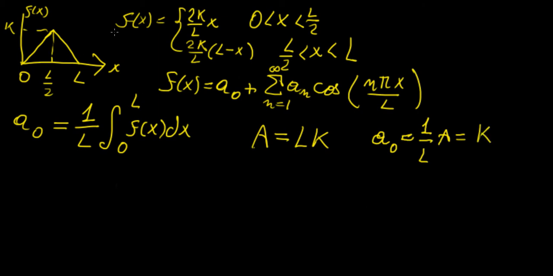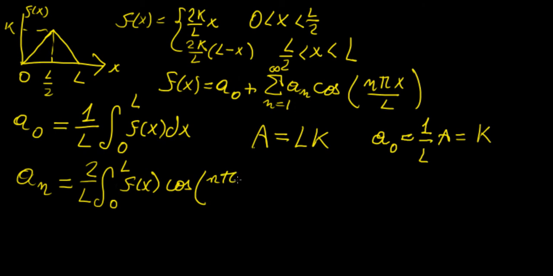So the next thing we want to do is find an. So this is going to be equal to 2 over L of the integral from 0 to L of f of x times cosine n pi x over L dx. So this is going to be 2 over L.